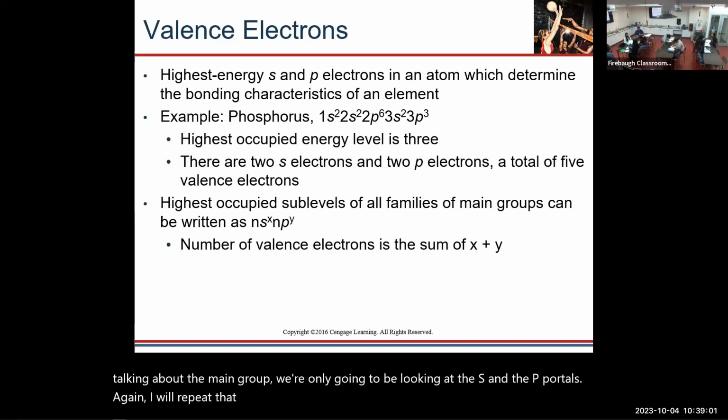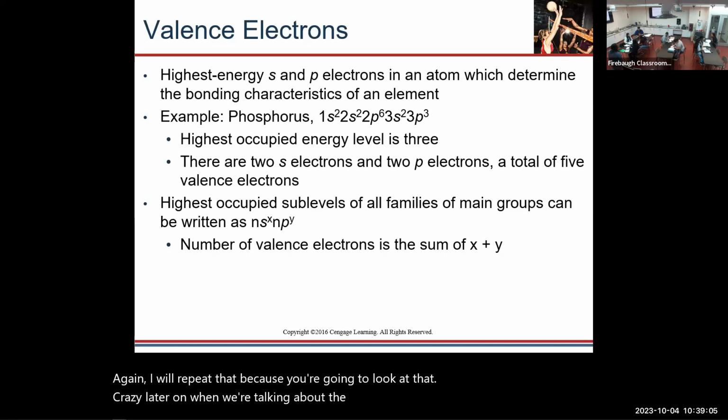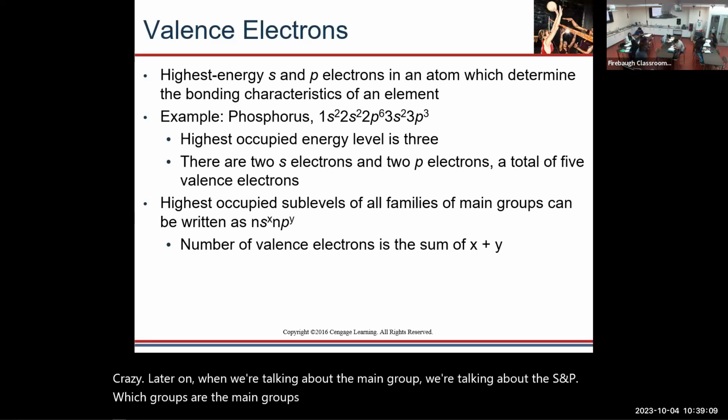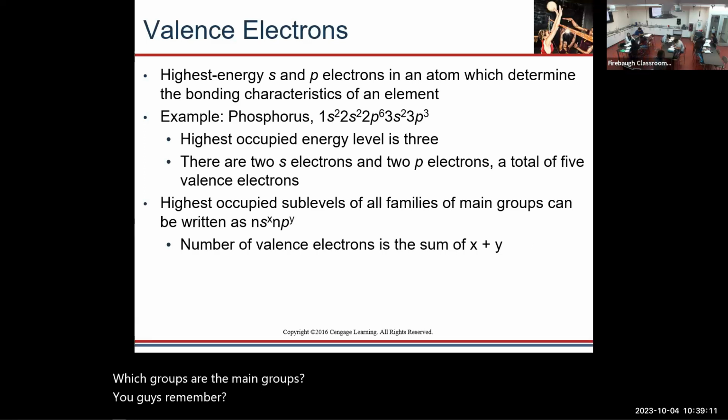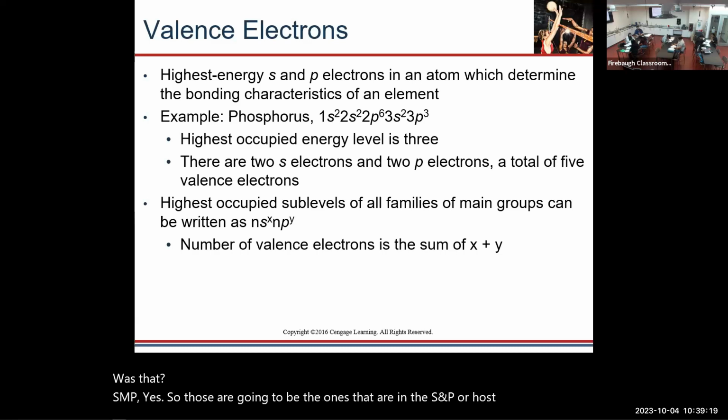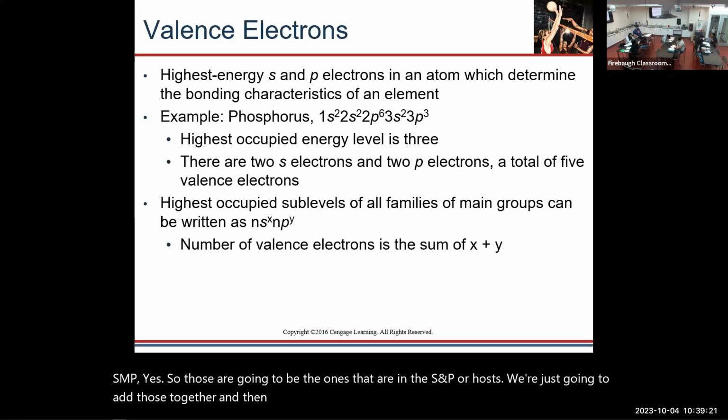Again, I will repeat that because you're going to look at me like I'm crazy later on. When we're talking about the main group, we're talking about s and p. Which groups are the main groups? You guys remember? What was that? S and P, yes. So those are going to be the ones that are in the s and the p orbitals. We're just going to add those two together, and that's going to represent our valence electrons.